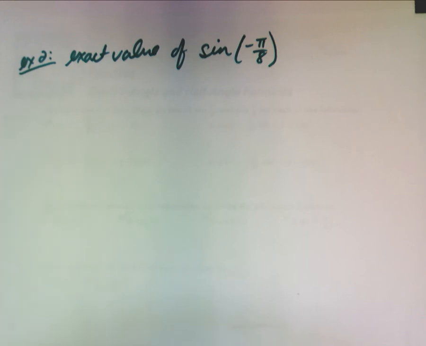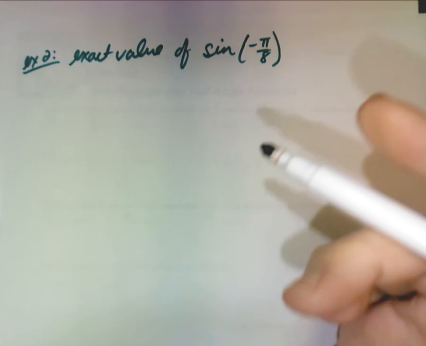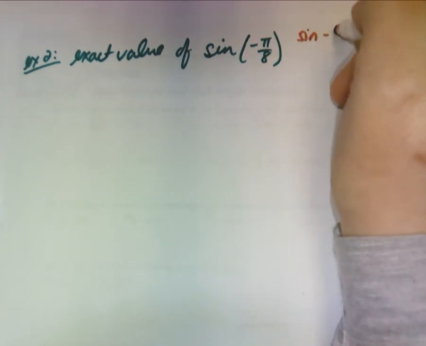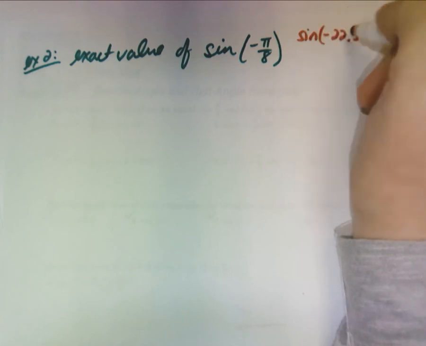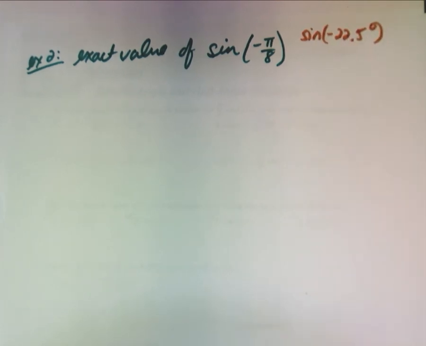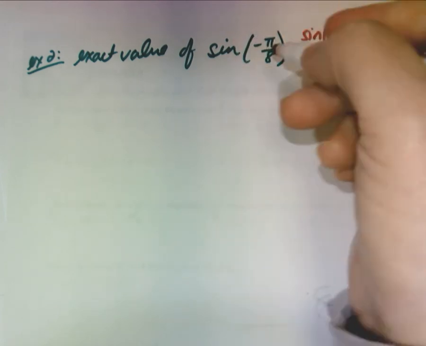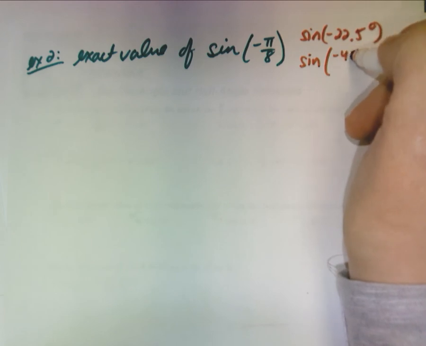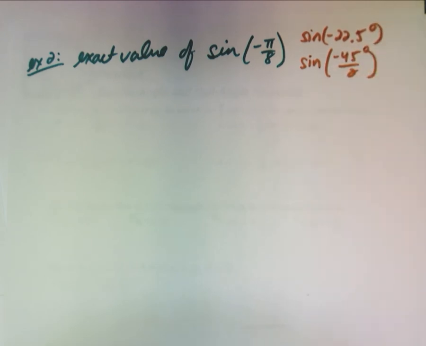Sine of negative pi over 8. So negative pi over 8, I'm going to just help you out with that one. That is the same as negative 22.5. I converted it. If you don't remember how to convert from degrees to radians, you should. But that's the sine of negative 22.5. So if I think to myself, what is that? What divided by 2 would make that? Well, let's just multiply by 2. That would be negative 45. So this is really the sine of negative 45 in degrees over 2. I just like this better in degrees. Sorry. Okay? It just makes it easier for me.